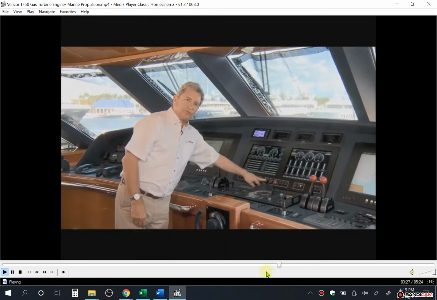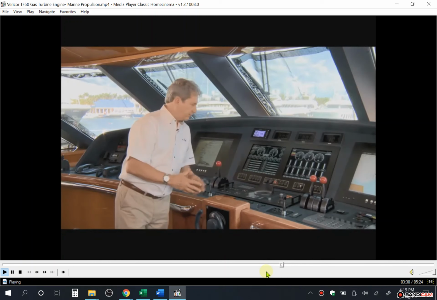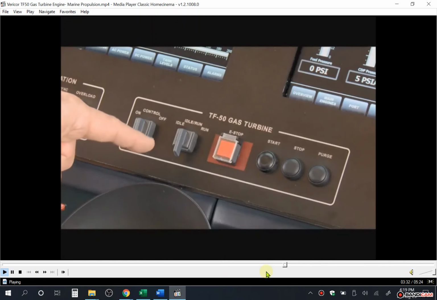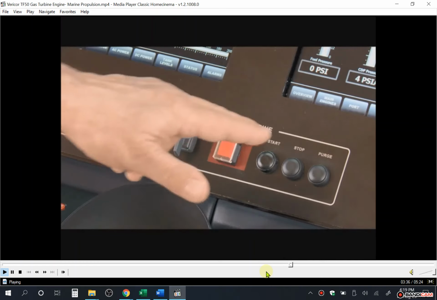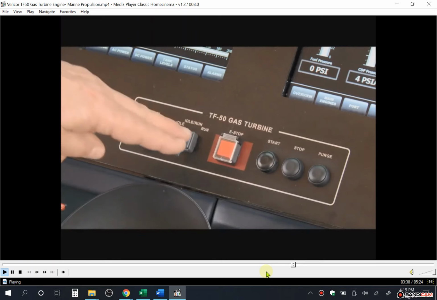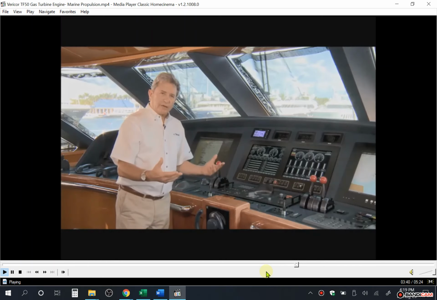Master control arms the system, goes through a few checks. Idle run position switches in the idle position, and simply a pushing of the start button brings the gas turbine up to idle speed. Once it's at idle speed, full power can be applied almost immediately to the gas turbine.